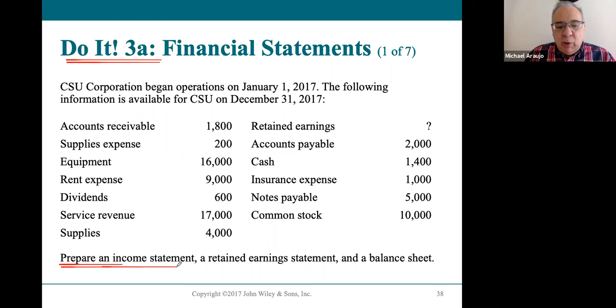And again, you do them in order. The income statement is always the one you do first, always. Then the retained earnings statement is done second. And then the balance sheet is done third.